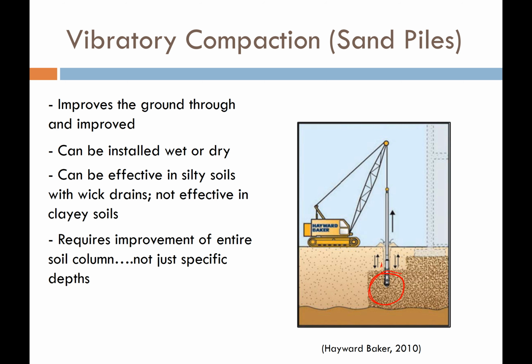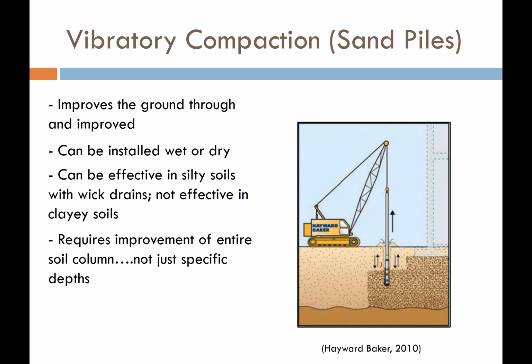So we're compacting the soil down here. And this vibro-flotation device is lowered down and up, and it just goes up and down, compacting the soil. And then once it's done, they scoot it over and they do another one. So the nice thing about this, you can install it wet or dry. It can be effective in siltier soils if you have improved drainage. And so you may need to install PVDs or wick drains to improve the ability of the soil to compact. It is not effective in clayey soils, not at all.